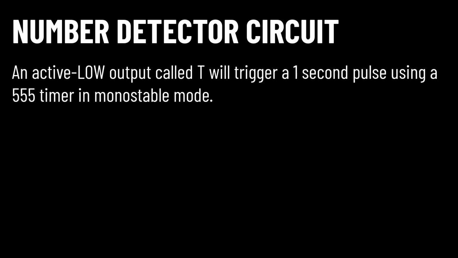The output will be an active low variable called t. This active low variable will be used to trigger an approximately 1 second long pulse on a 555 timer in monostable mode to light up an LED. We will utilize this function of a 555 timer in the sequence detector lab.